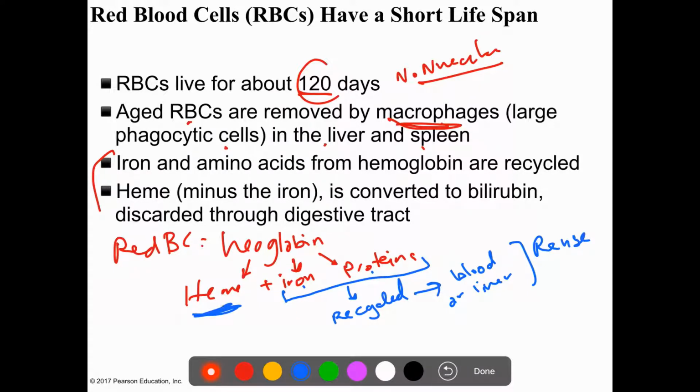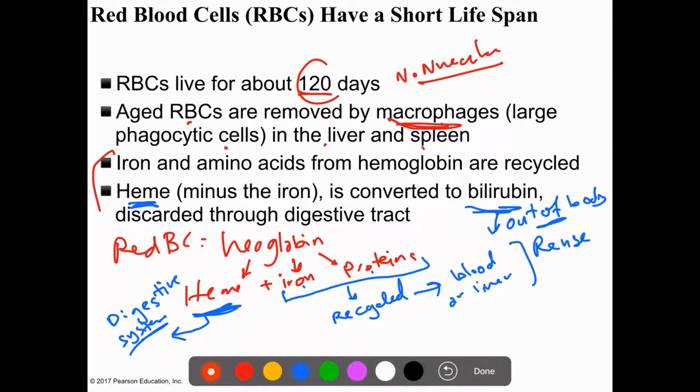The heme itself, it's a pigment that we cannot recycle, so it will be sent to the digestive system. Over there are certain microorganisms. They are going to convert the heme to something called bilirubin, and that bilirubin would be sent out of the body through defecation, out of the body with the feces.